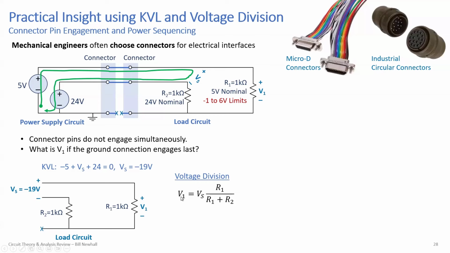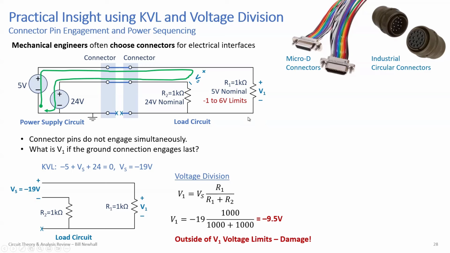And the voltage across R1 is the voltage across the series pair of resistors, times the ratio of the resistance across which we want to find the voltage divided by the sum of the resistances. So you calculate that, and you get minus 9.5 volts. Right? So that's not good because we're outside of these limits for resistor R1.